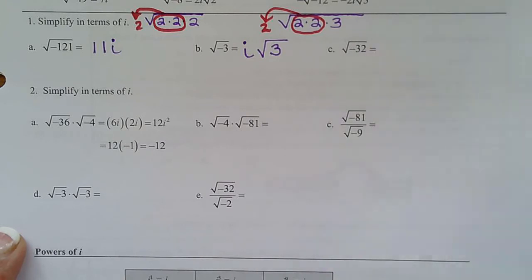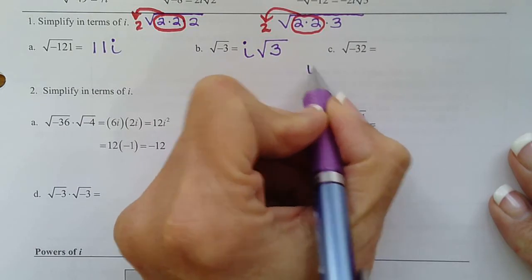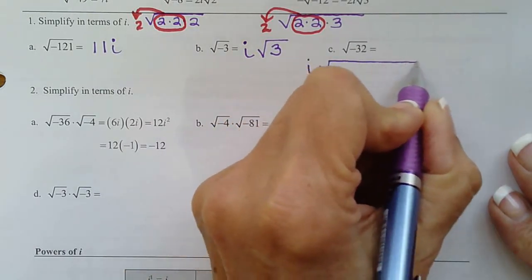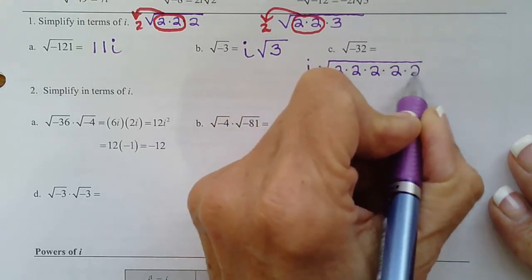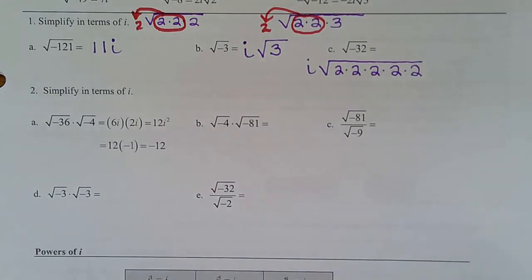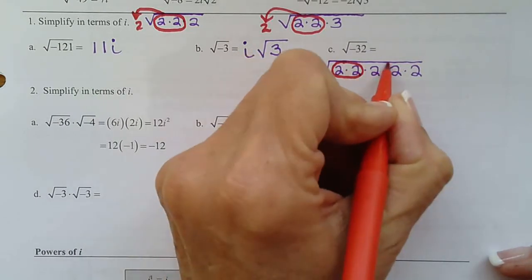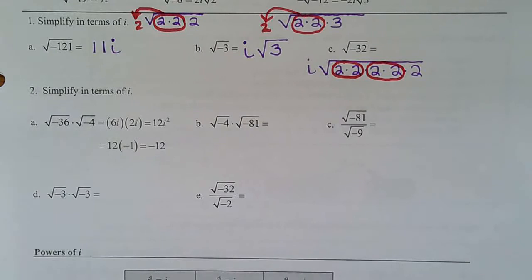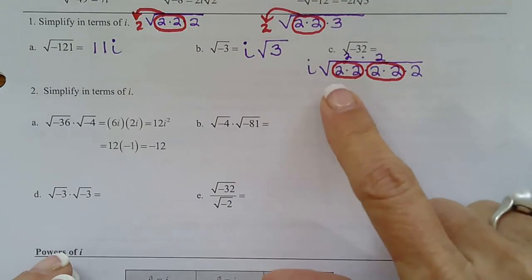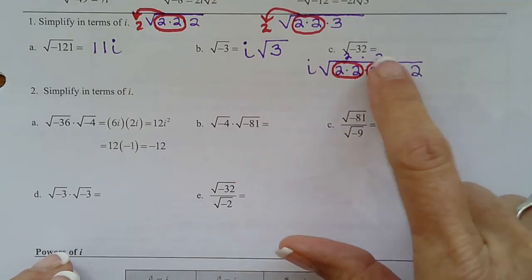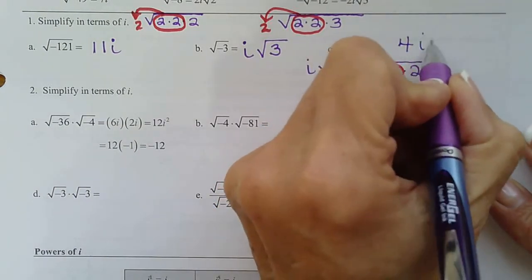Ooh, here's that one I told you to memorize. 32, remember that's 5 twos. So let's put the i out in front, just so we don't forget it. And then we have 5 twos. And if you don't have it memorized, remember you can always do a tree over here, but I'm hoping by now you have that memorized. So then we have 2 twos and 2 twos. So each of those will come out as a 2. So now I can see my answer is going to be 2 times 2, 4, i, and then there's 1, 2 left under, so 4i radical 2.